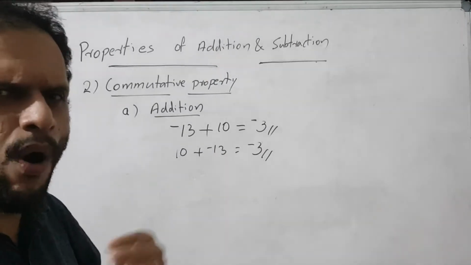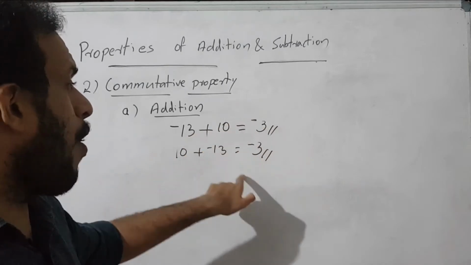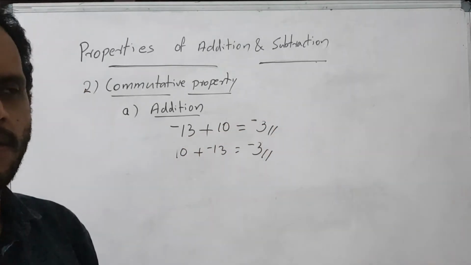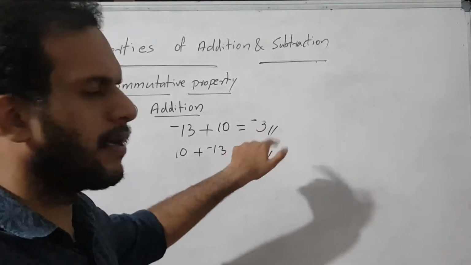Correct? That means the order is different in each case. Correct? So the order of the numbers does not affect the answer. The answer remains the same in both cases. The answer is minus 3. Correct.